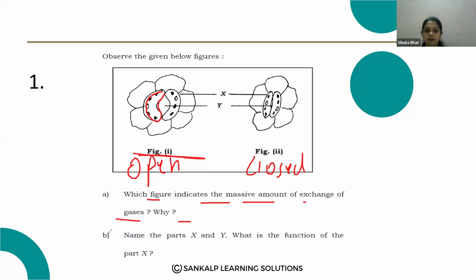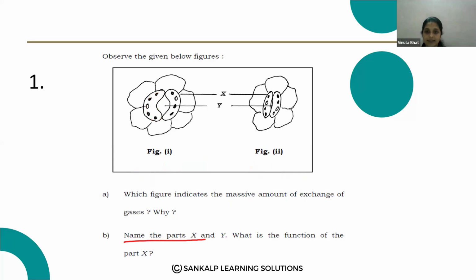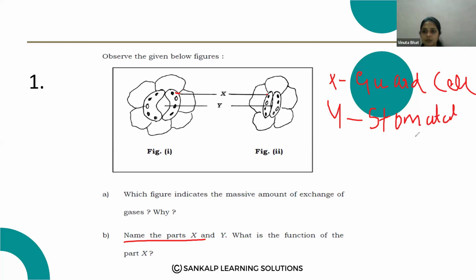Name the parts X and Y. So here X is the guard cell. Then Y is the stomatal pore.